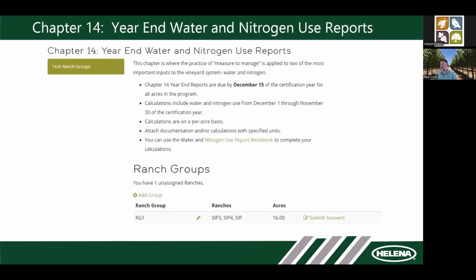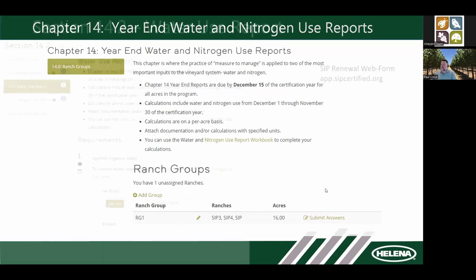And so here we go. This is chapter 14. This is a screenshot of your first page when you're going to fill out chapter 14 in the SIP report. Actually, hold on, let me throw my laser pointer in there. Okay, so you can see my little laser pointer there. This is where your ranch is going to be, and your ranch group, and then your specific ranches or blocks, however you might have that formulated. You will be clicking on the submit answers button there.